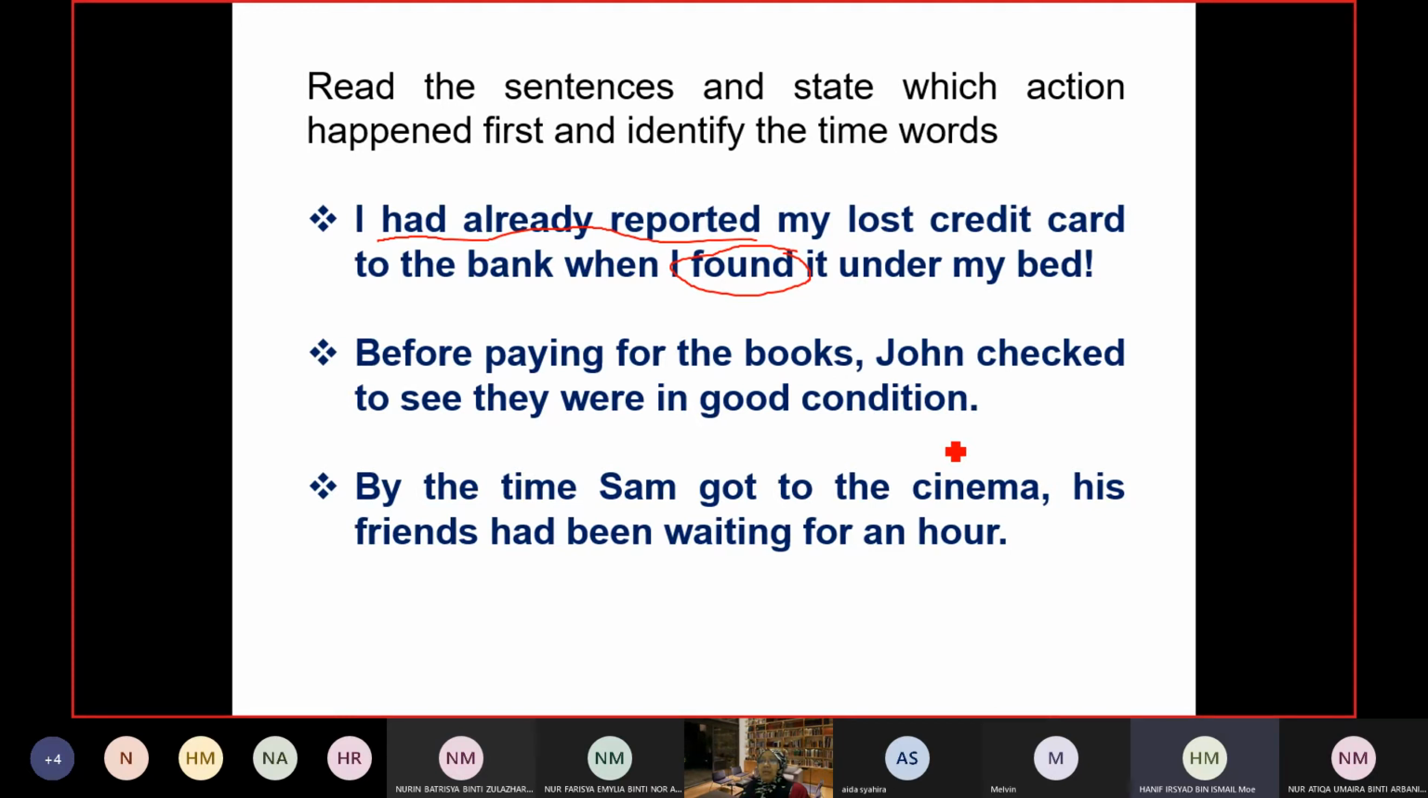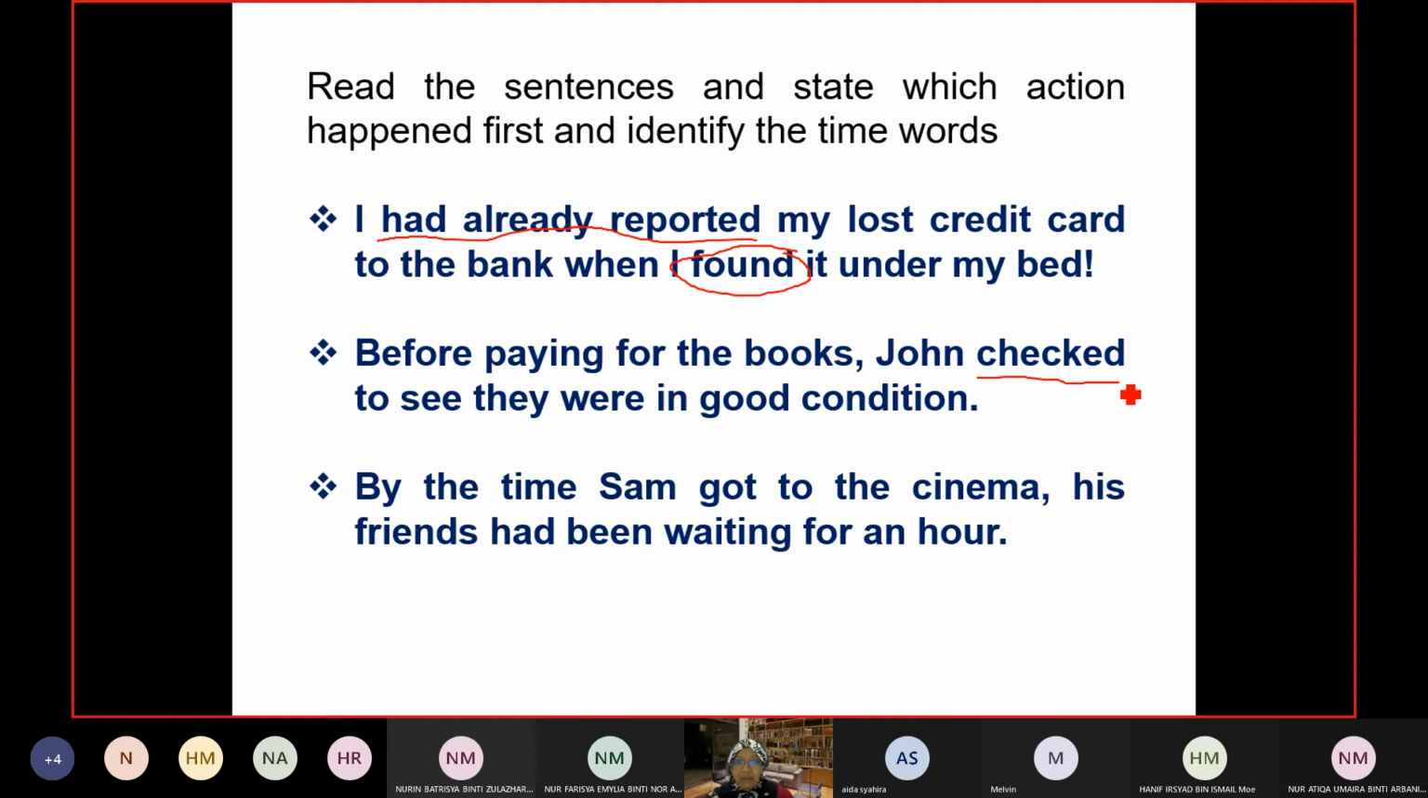Hanif. Oh, you too noisy. Okay, which one happened first, Hanif? Yeah, I cannot hear Hanif answer. Hanif, your mic is not clear. Apa Hanif? Dia bayar dulu ke dia check kondisi buku dulu? Okay, the answer is John check first. Check dulu.